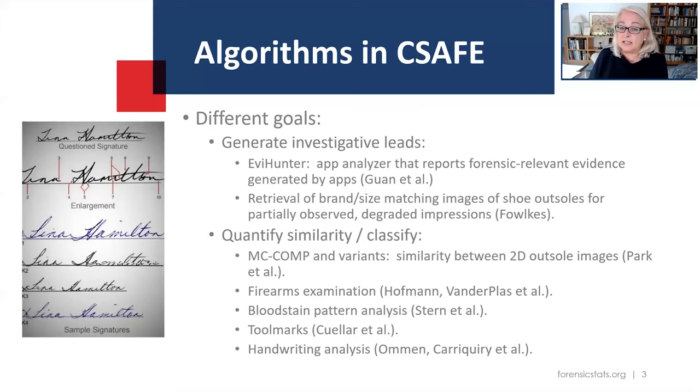So, the matching by class characteristics of a crime scene image to the entries in a database of impressions. I'll say a little bit more about this in a second. In terms of algorithms that can be used to quantify similarity or to classify images into different kinds, we have, for example, the maximum clique comparison algorithms and variants that have been developed by Soyoung Park and collaborators here at Iowa State. This is to be used to compare outsole impressions, and I'll say something about that later also.